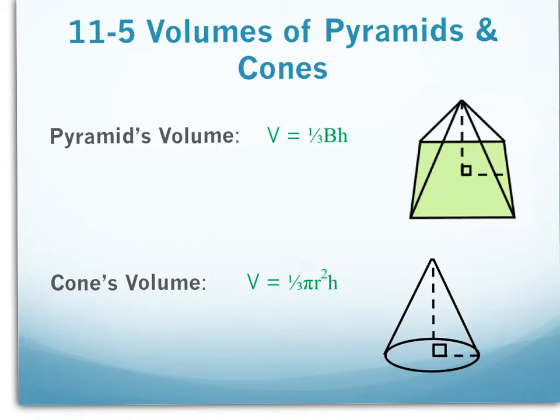In section 11.5, we will look at volumes of pyramids and cones. A pyramid's volume is 1/3 capital B times H. Remember, capital B is the area of the base, and H is the perpendicular line segment, the entire height of the pyramid. A cone's volume is 1/3 pi r squared h, where r is the radius and h is the perpendicular height of the cone.